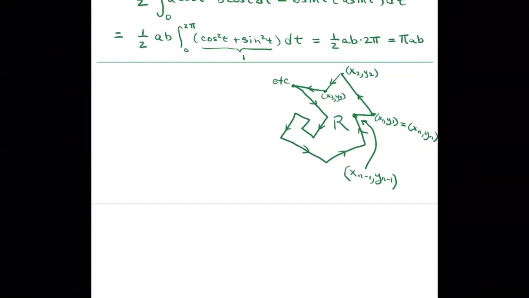Now, I would break this up into pieces. So you're going to have a curve 1, there's going to be a curve 2, a curve 3, a curve 4, etc. The last curve here will be curve n minus 1. Got it.